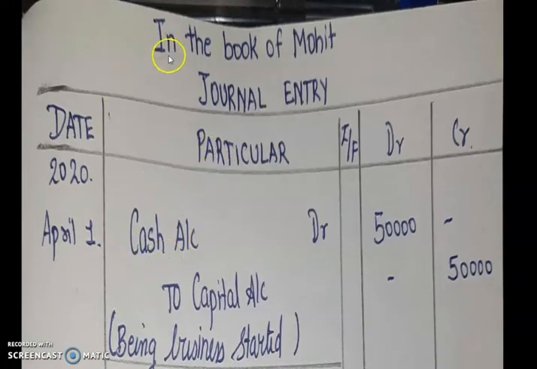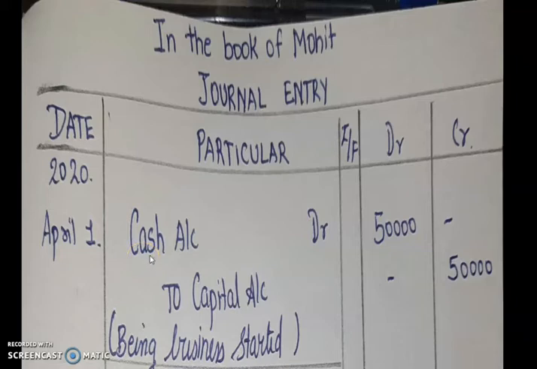You can see here I have prepared it. At first you have to write the name of the company, in the books of Mohit, journal entry. Then write down date, particulars, ledger folio, debit and credit. And the date, first thing is 2020 you have to write. On 1st April, it is on the 1st April that this business was started. So when the business was started, what was introduced? Cash. So there is an increase in cash.